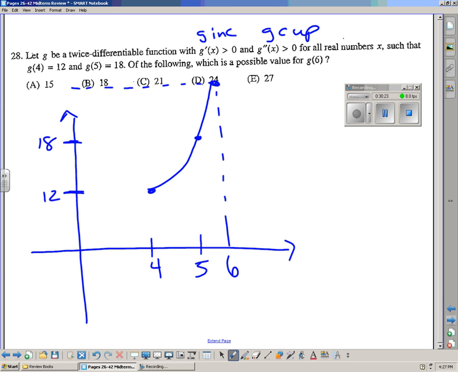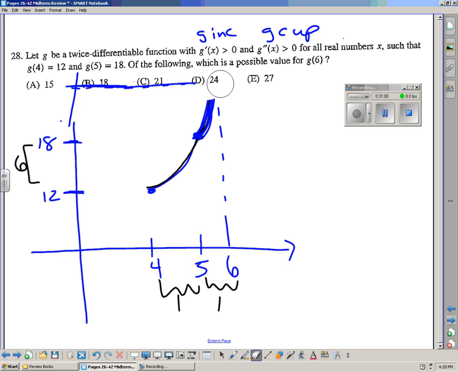Well, if you notice, what happens here is the difference between 4 and 5 is 1. The difference between 5 and 6 is 1. The difference between 12 and 18 is 6. But since we're concaving upward, the difference in the y values has to be higher than 6. Because that's how concave up works. It means the increasing nature of this function is increasing. The rate at which the function is increasing is increasing. So what happens is this difference has to be bigger than 6. So whatever this y value is, it has to be bigger.